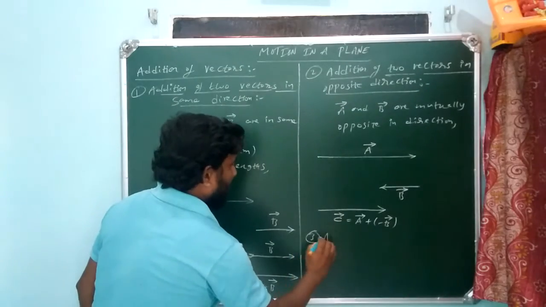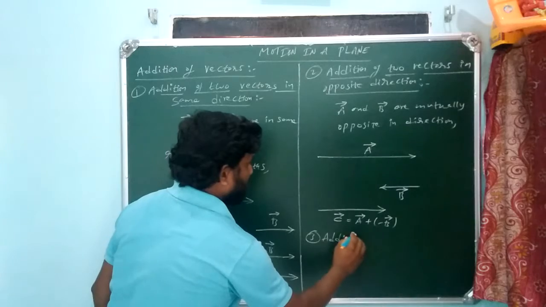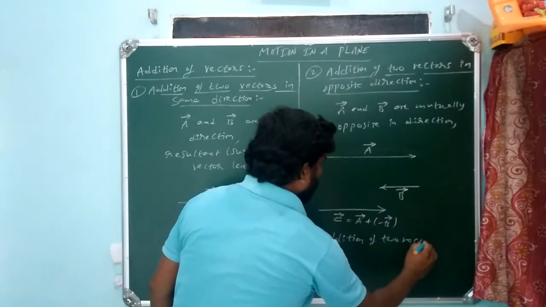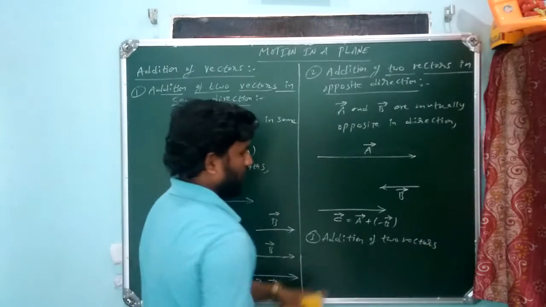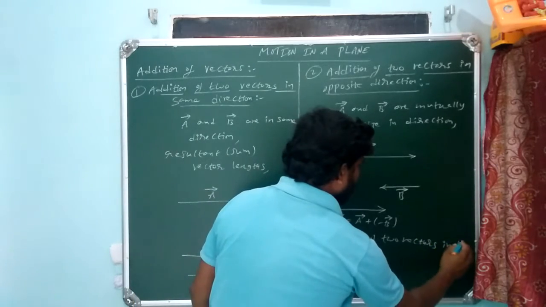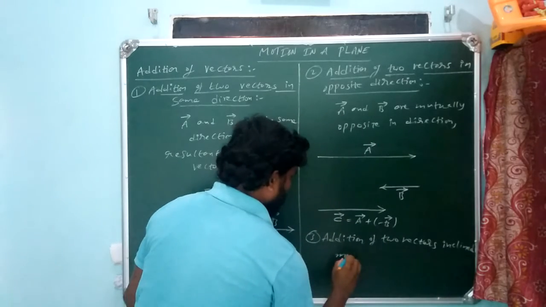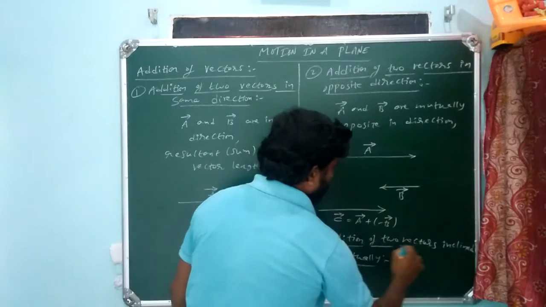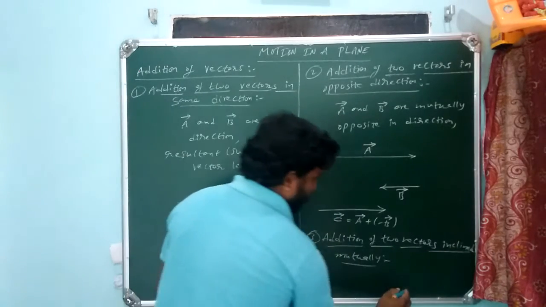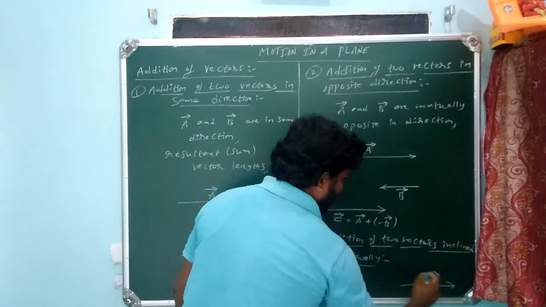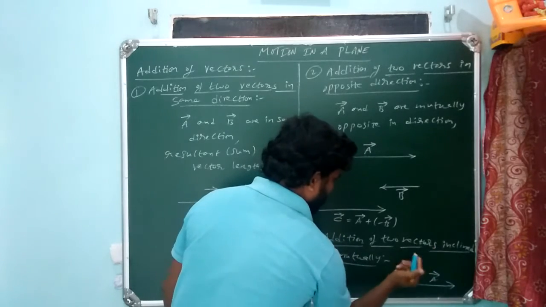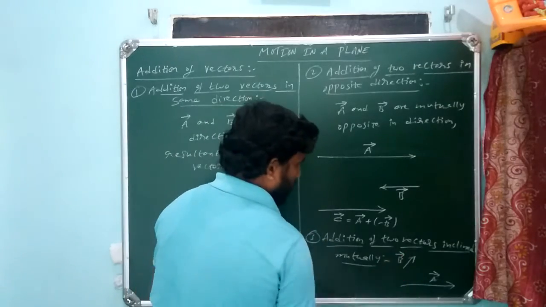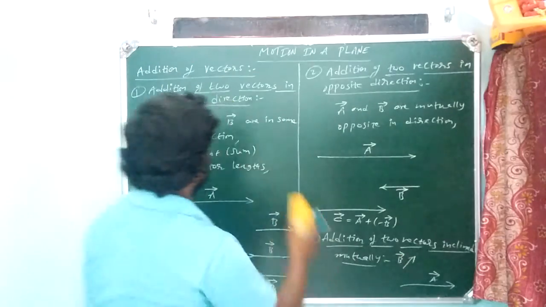And third one, addition of two vectors inclined mutually. Means they are making some angle. Let us consider a bar is one vector and b bar is another vector here. How can you add two vectors? These are mutually inclined.